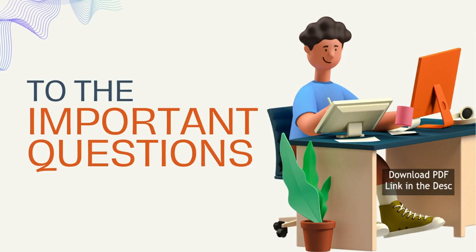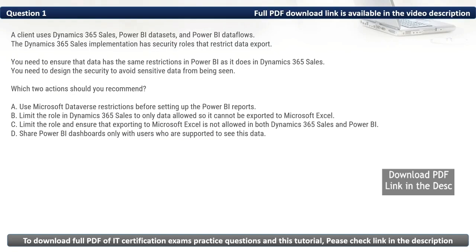To the important questions, question 1. Client uses Dynamics 365 sales, Power BI datasets, and Power BI data flows. The Dynamics 365 sales implementation has security rules that restrict data export. You need to ensure that the data has the same restrictions in Power BI as it does in Dynamics 365 sales. You need to design the security to avoid sensitive data from being seen. Which two actions should you recommend?